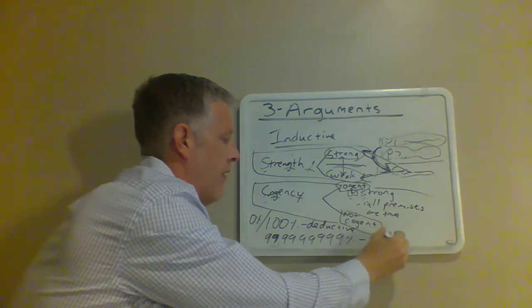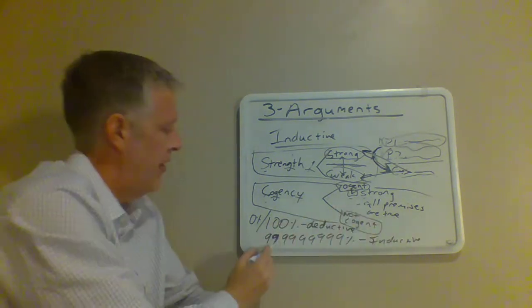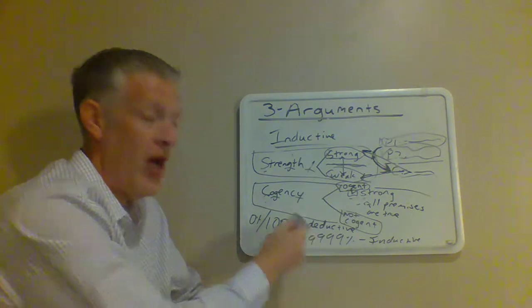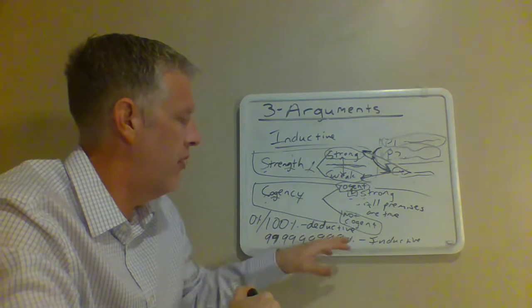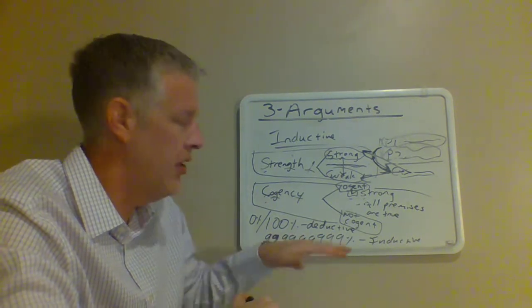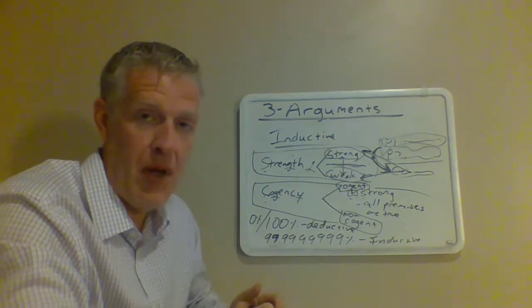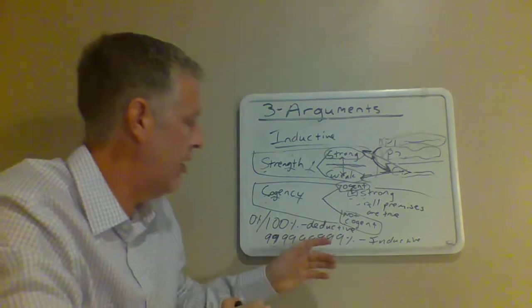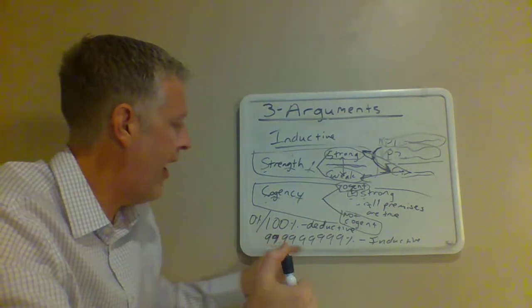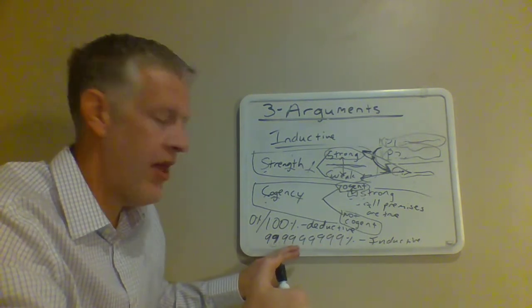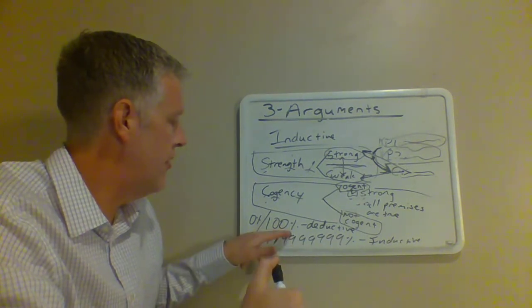Inductive, okay? It's still allowing for an exception. Now this would be an incredibly strong argument, provided this premise, whatever it was about, is well connected to the conclusion. It's probably going to be a very, very strong inductive argument, right? But it would be an inductive argument nonetheless because it's allowing for an exception. There's not that element of necessity, versus this.